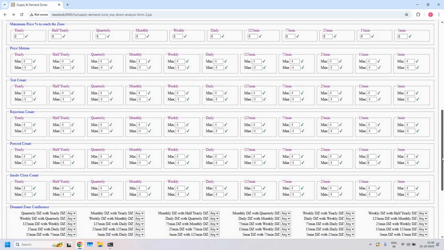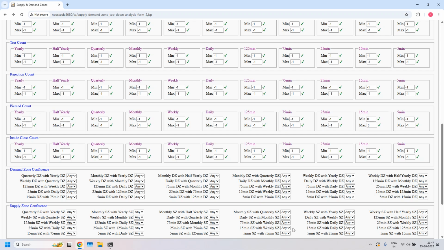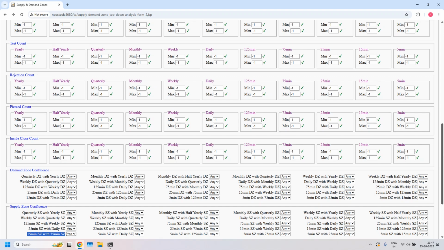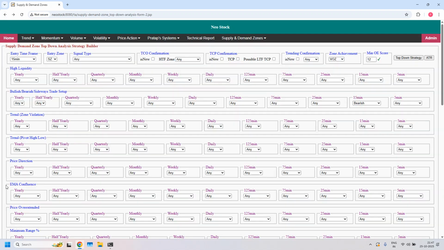So let's first do LTF and ITF supply zone confluence. That is 15 minutes and 75 minutes supply zone confluence. I am enabling the filter. 6 stocks are filtered. In all 6, ITF trend, 75 minutes trend is downtrend. Let's further filter based on 75 minutes supply zone having daily EMA confluence.